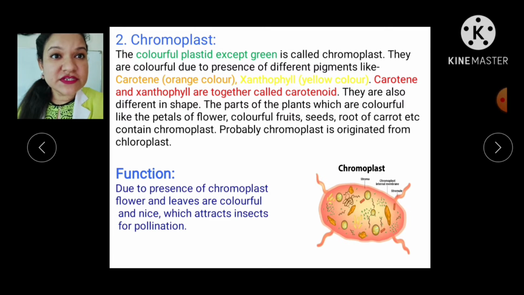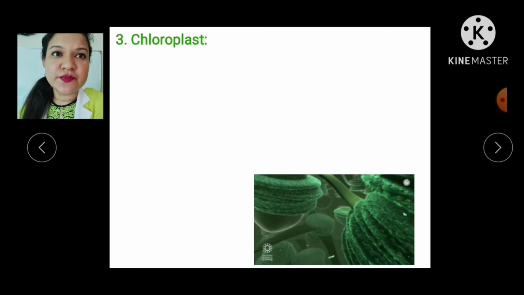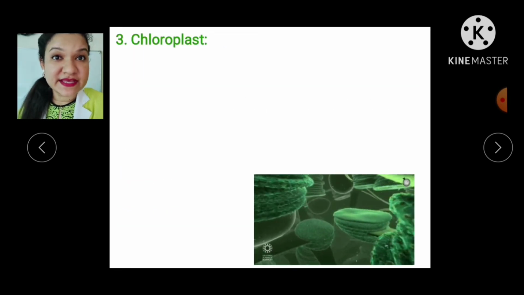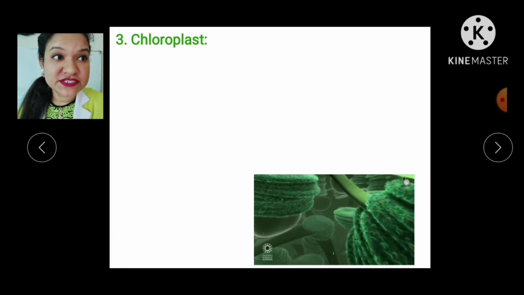And then the function of chromoplast. Due to the presence of chromoplast, flowers and leaves are colorful and nice, which attracts insects for pollination. And then the most important one.